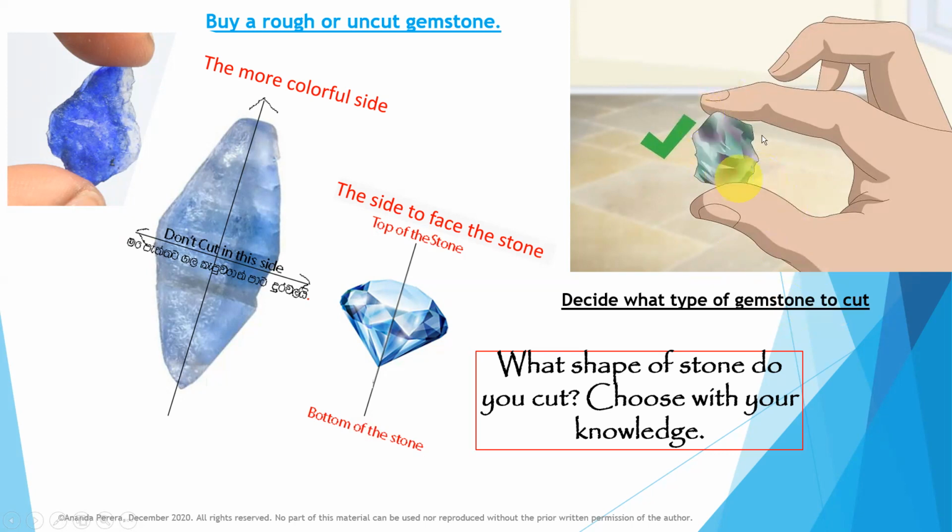Decide what type of gemstone to cut. Think this is the stone we have to cut. You have to watch this very well and think which shape is better suited for this. Round shape, oval shape, pear shape, marquise shape, square. Which one is more suitable? You have to decide. What shape of stone do you cut? Choose with your knowledge. You need that knowledge.